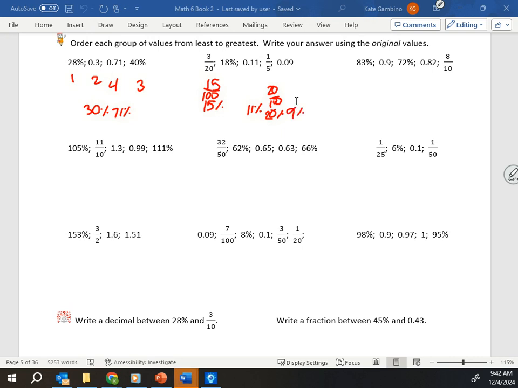Now I can compare those percents: 15%, 18%, 11%, 20%, 9%. So now I know which is the smallest number. That 9% is the smallest. Then comes the 11%, then 15%, and that would be the 3/20ths, then 18%, and then that 20%.